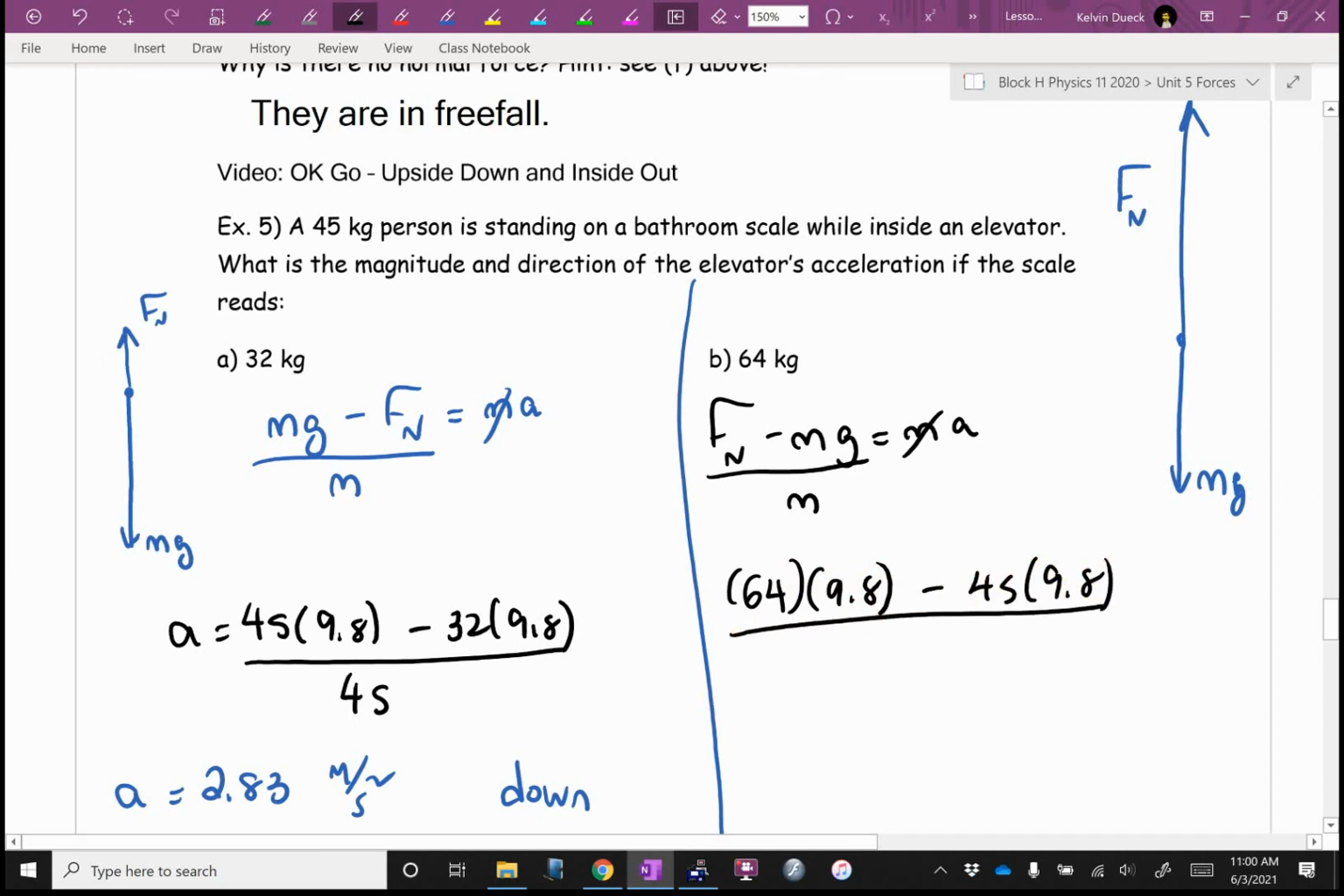Isn't that strange? Isn't that fun? Oh, up. I'll add the direction. What do you get? 4.14. 4.1? 4.14? 4.14 rounded off properly? Yeah. Sure.